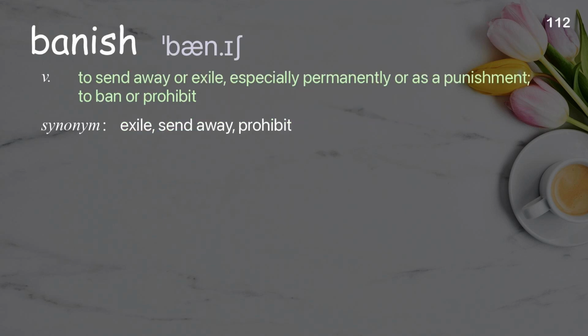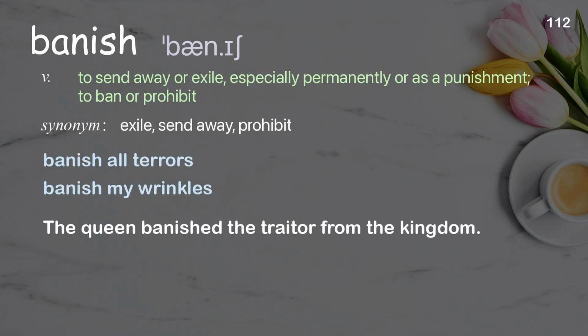Banish. To send away or exile, especially permanently or as a punishment; to ban or prohibit. Examples: Banish all terrors. Banish my wrinkles. The queen banished the traitor from the kingdom.